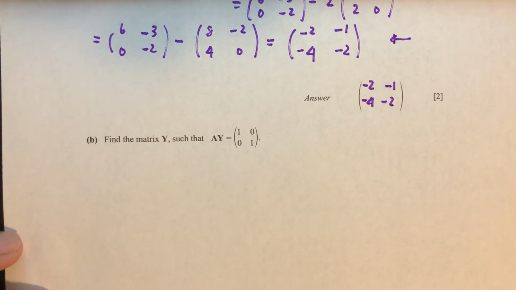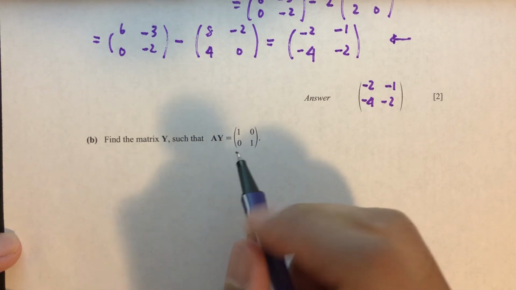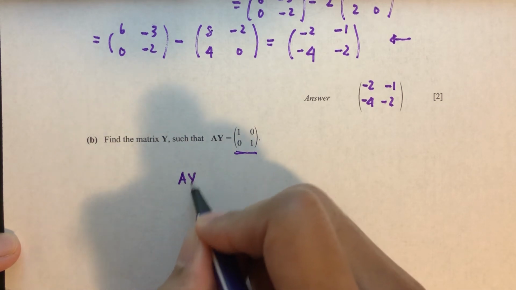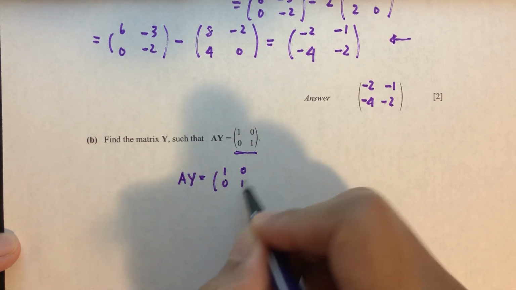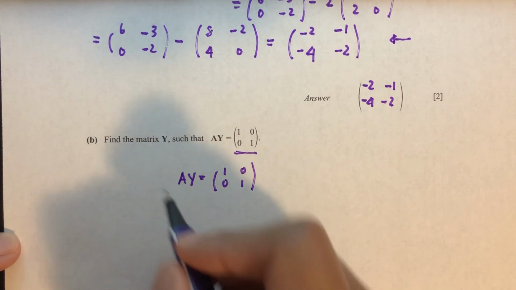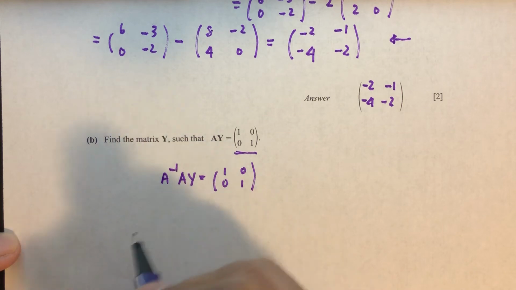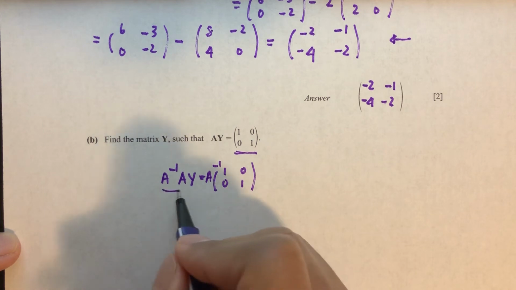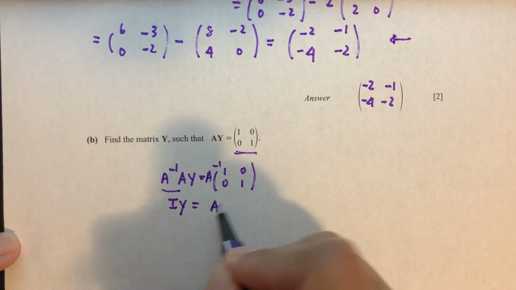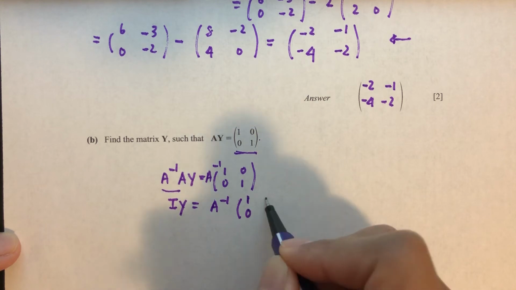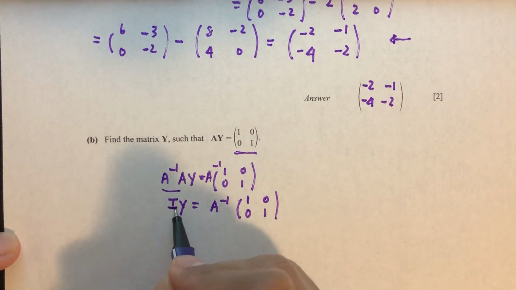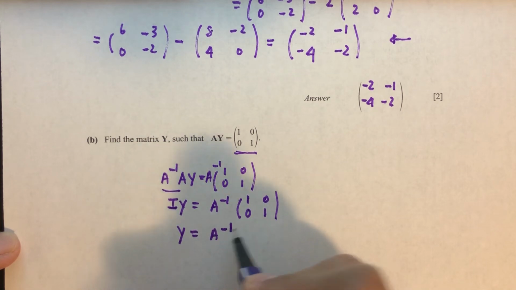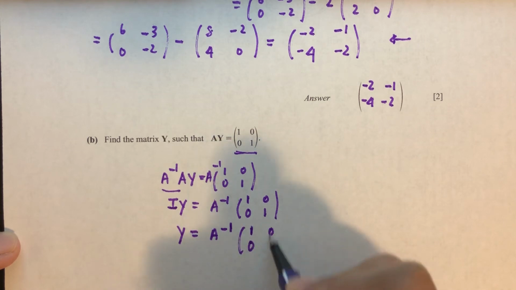We have a matrix Y such that AY is equal to this matrix. So we have to find Y. So AY equal to 1, 0, 0, 1. If you multiply A inverse on this side and A inverse on this side, we will have IY equal to A inverse times 1, 0, 0, 1, and I is the identity matrix. I times Y is Y, so Y will be equal to A inverse times 1, 0, 0, 1.